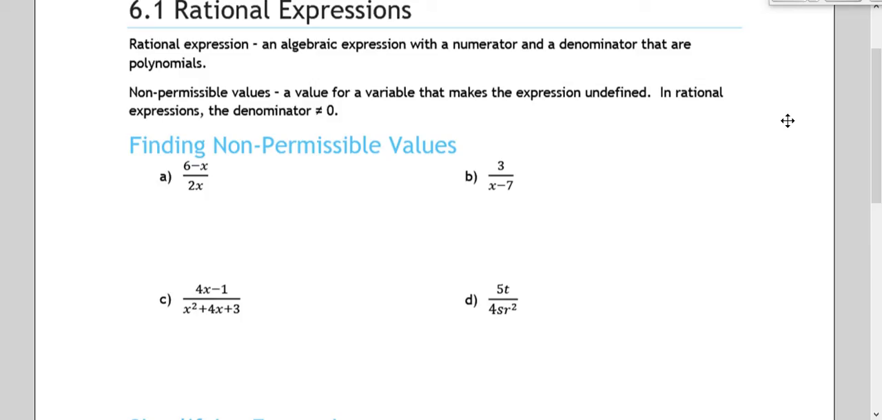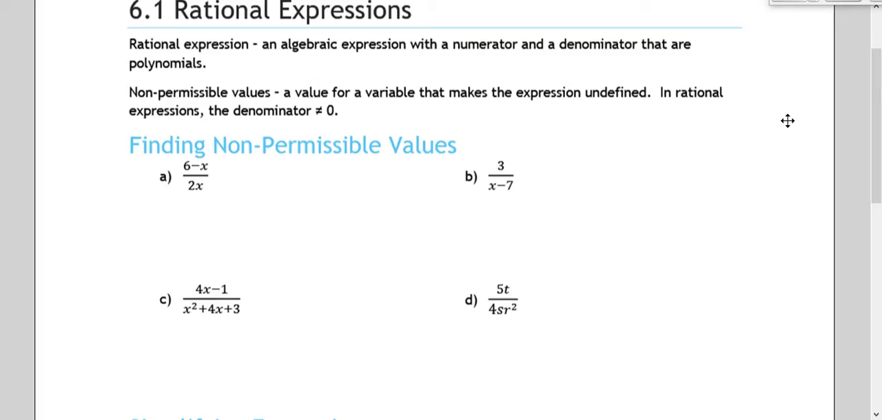All right, this is Unit 6, Rational Expressions. A rational expression is an algebraic expression with a numerator and a denominator that are polynomials. We are going to start with just focusing on non-permissible values. This is a value for a variable that makes the expression undefined. In rational expressions, the denominator can never equal 0. So we're just checking to see what sort of things are going to make these 0.